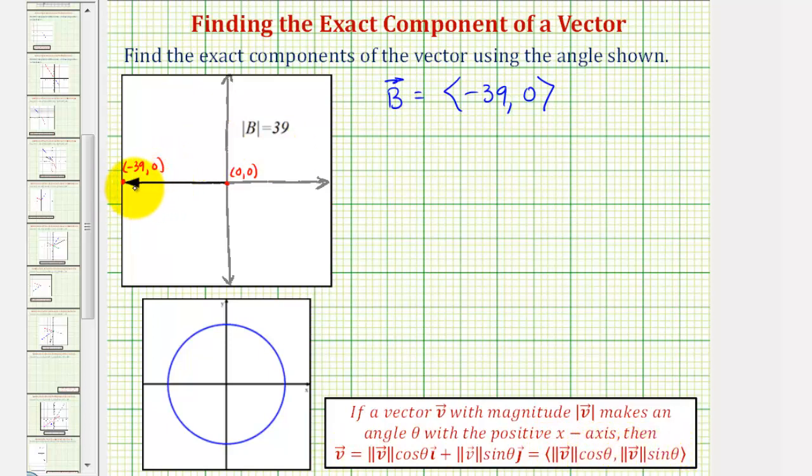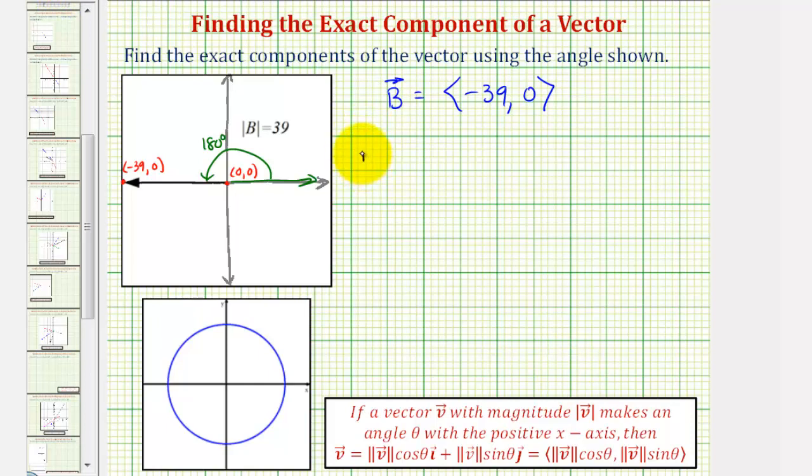So for this vector, probably the most obvious angle for theta would be the angle with the initial side here and the terminal side here, which should be 180 degrees. Of course, we could use any other coterminal angle, but this is probably the most obvious angle. We already know the components of vector b, but let's see if we can find them using this definition here.